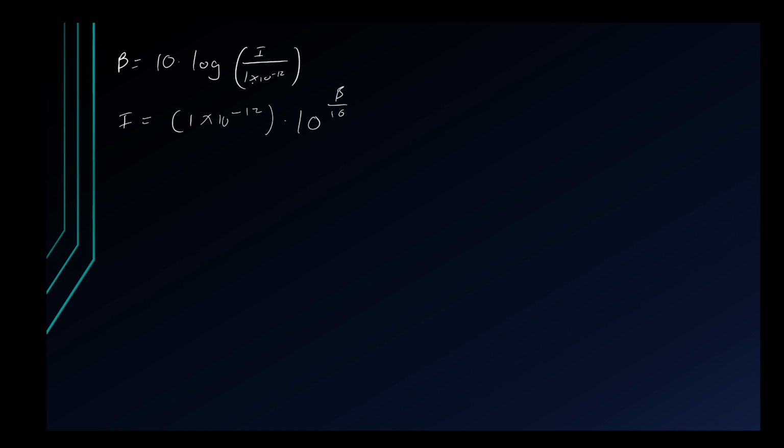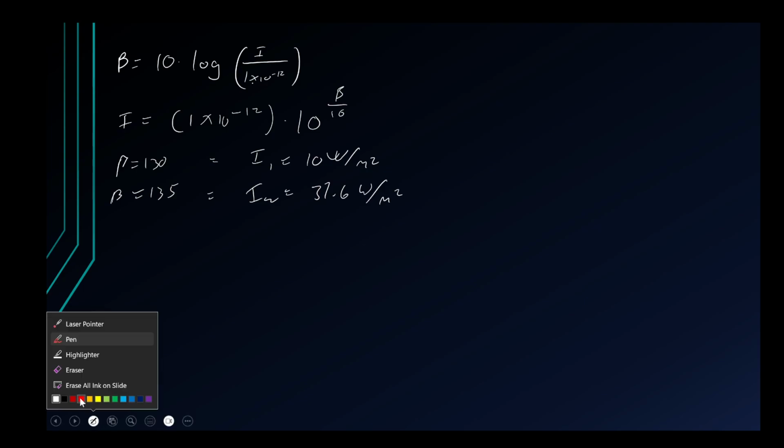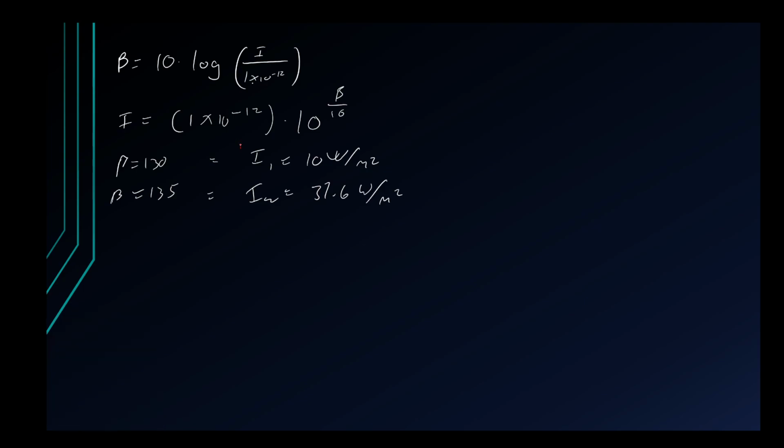So when subbing that in, if we're given beta is 130 and beta is 135, I've already worked these out. I1 is actually 10 watts per meter squared, and I2 is 31.6 watts per meter squared. So those are the two sound intensities, 10 and about 31.6.